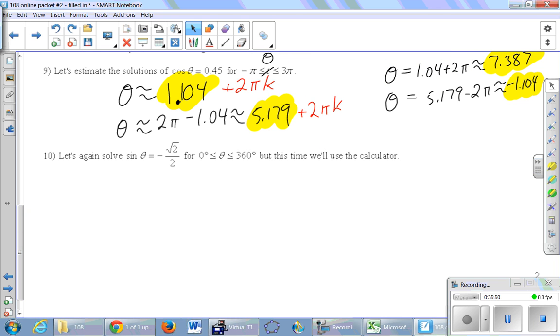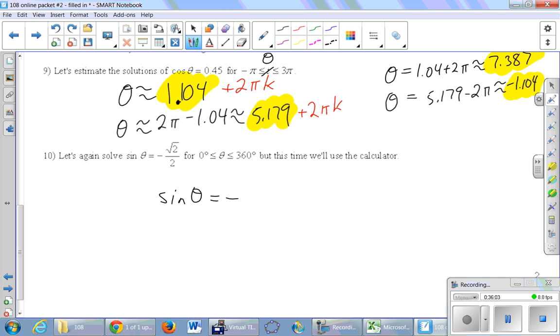Okay, number 10, let's again solve sine theta equals negative root 2 over 2 for theta between 0 and 360, but this time we'll use the calculator. Okay, we can do that. So I'm going to copy my equation again, leaving a telltale space here on the right-hand side of the equal sign. And that space is where we're going to insert the thing that we need that's going to undo the sine function. So just like inverse cosine undoes cosine, inverse sine undoes sine.